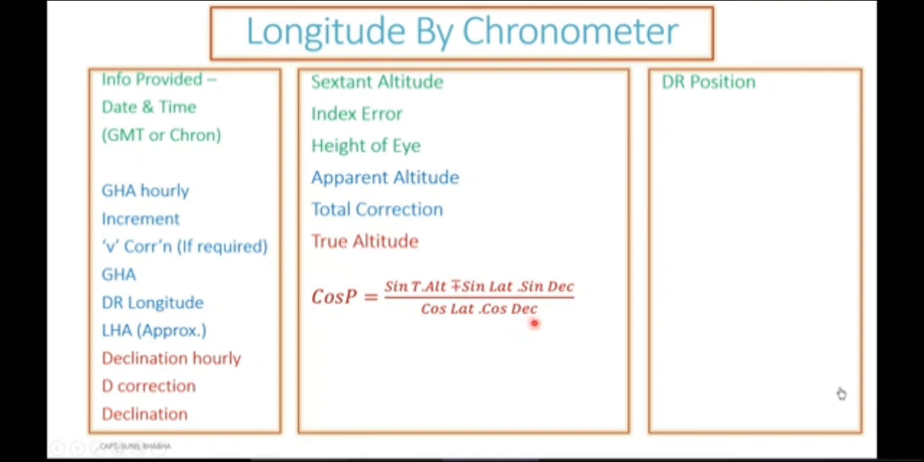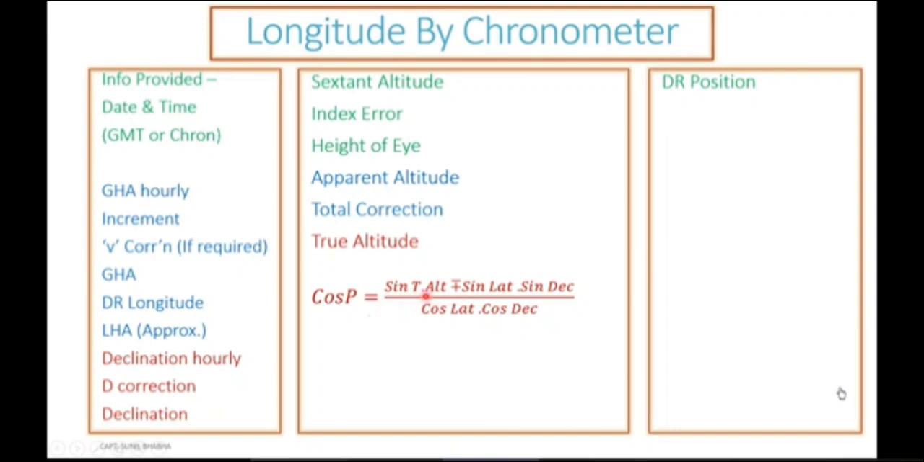Now a couple of things in this formula. P, as I already told you, is obtained the same as we used in the ABC method. P is either equal to LHA or P is equal to 360 minus LHA. In this case, we are going to calculate the value of P in this formula.